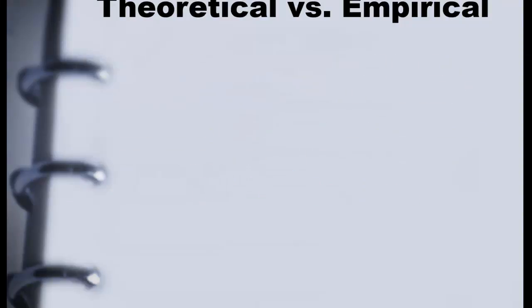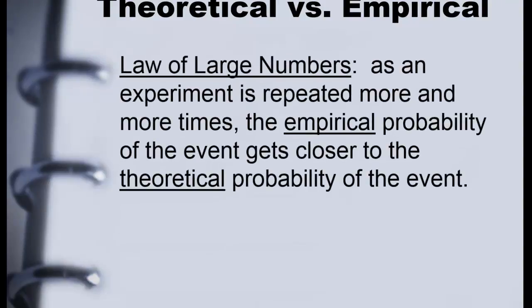Next example, we have here the law of large numbers. As an experiment is repeated more and more times, the empirical probability of the event gets closer to the theoretical probability of the event.